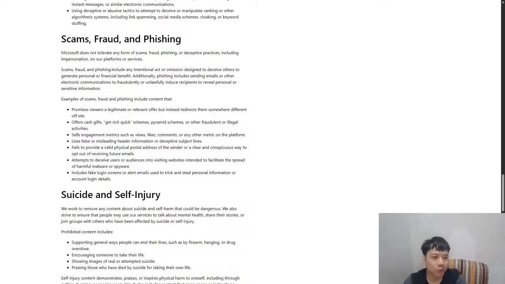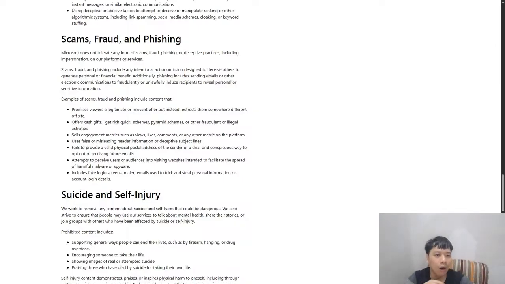Promises viewers a legitimate or relevant offer, but instead redirects them somewhere different off-site, and offers cash gifts, get rich quick schemes, pyramid schemes, or other fraudulent or illegal activities. Sells engagement metrics such as views, likes, comments, or any other metric on the platform, uses false or misleading header information or deceptive subject lines, fails to provide a valid physical postal address of the sender or a clear and conspicuous way to opt out of receiving future emails.